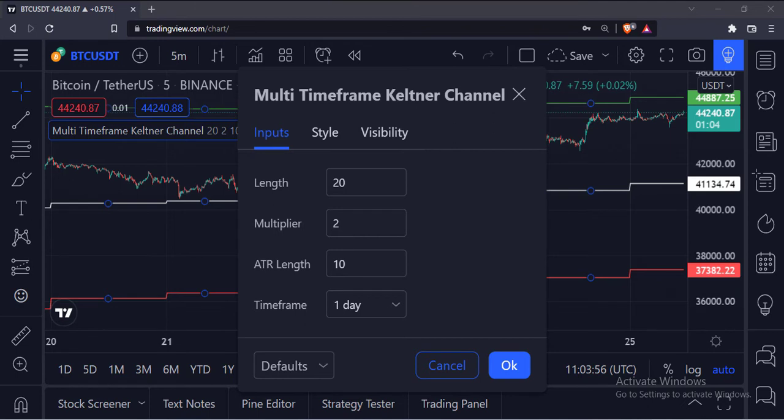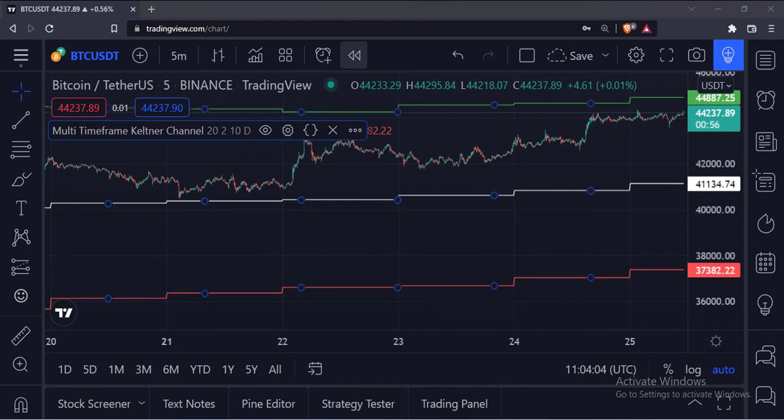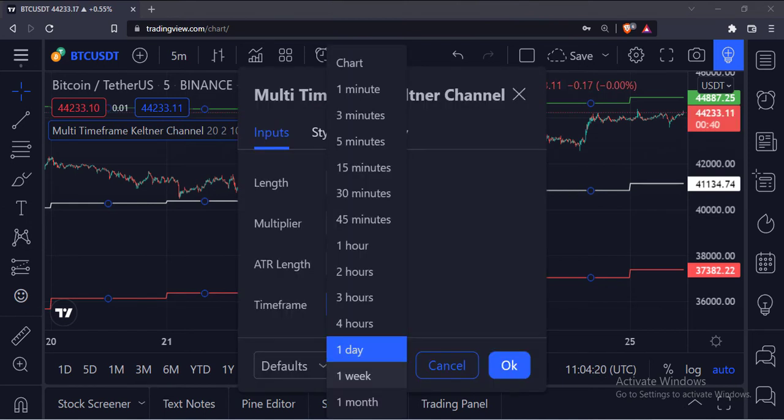This is the input panel. We have used the daily timeframe as the higher timeframe. This is the Keltner channel. The green line is the upper band, the white line is the middle band, and the red line is the lower band. Right now, we are on the 5 minute chart, and meanwhile have plotted the daily Keltner channel.